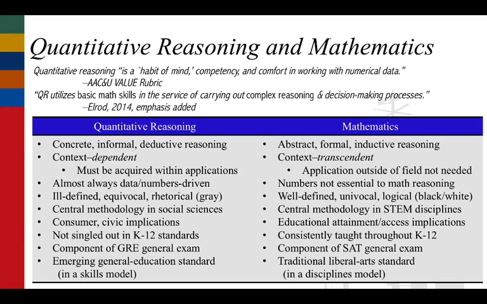This is a bit of a false dichotomy, but mathematics tends to be a central methodology in the STEM disciplines. You can't do a lot of physical science without mathematical reasoning per se. Whereas in the social sciences, a lot of the energy behind quantitative reasoning in higher education has come from social science departments because of the primacy of data and data analysis in those fields in quantitative work.